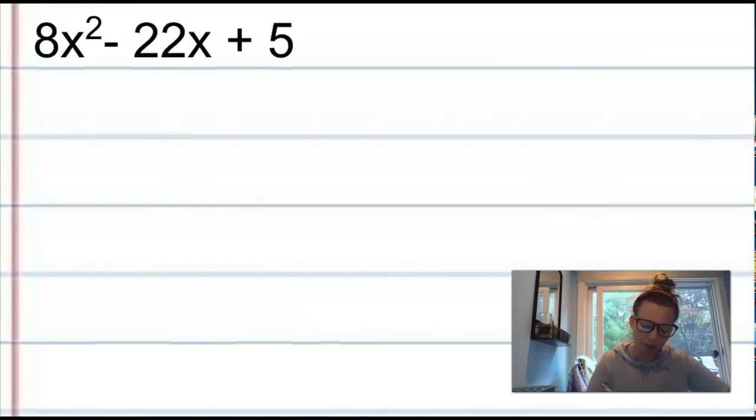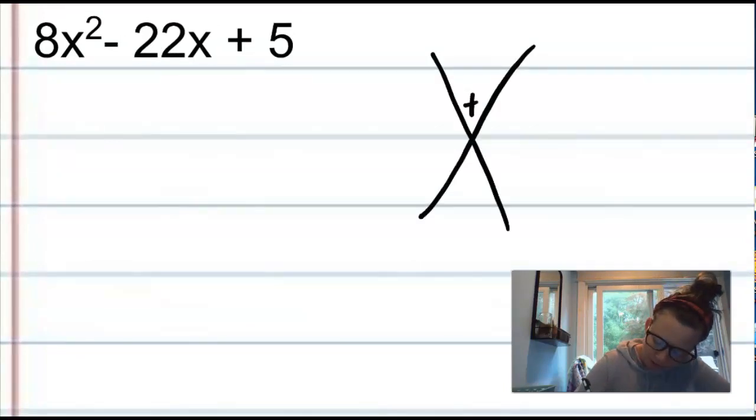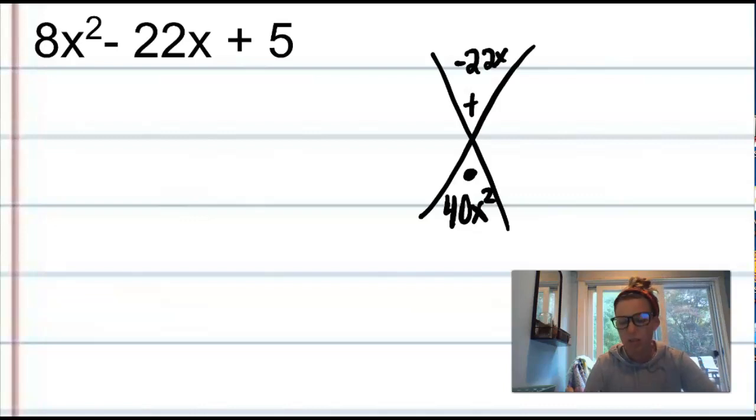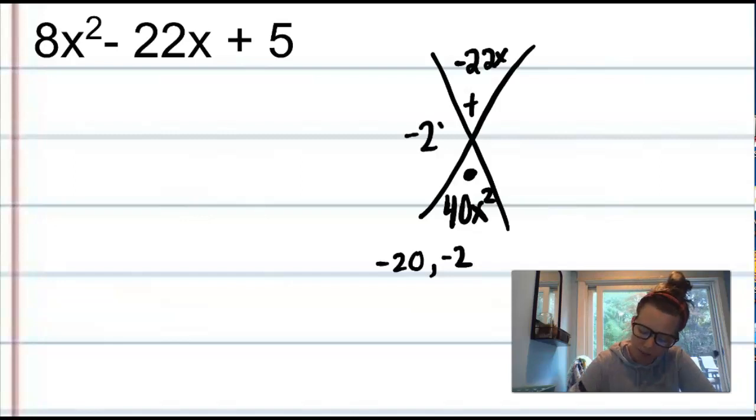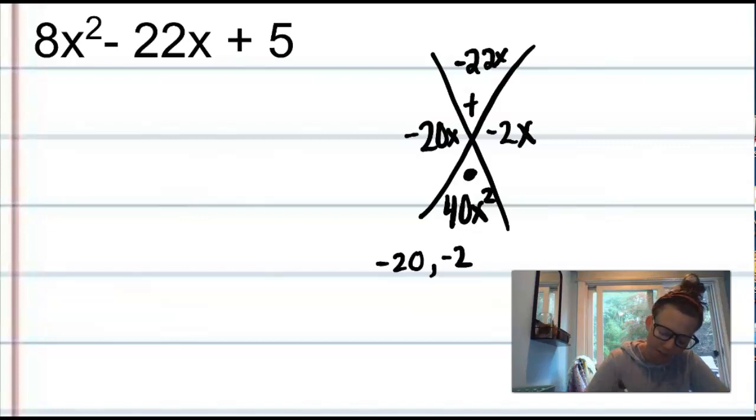So again, we're going to start the same way. We're looking for something that's going to add to negative 22x and multiply to 40x squared. So we know if it multiplies to a positive, that must mean it's going to be two negatives. So we're looking for double negatives. So negative 20 and negative 2. If I multiply that together, I get 40, but when I add it, I get negative 22. So those are our two terms for this one. And again, that's always kind of the tricky part.